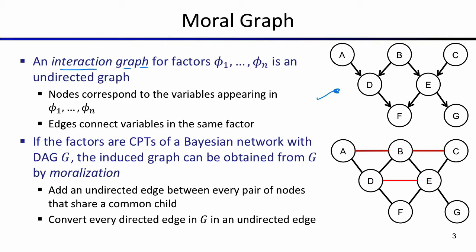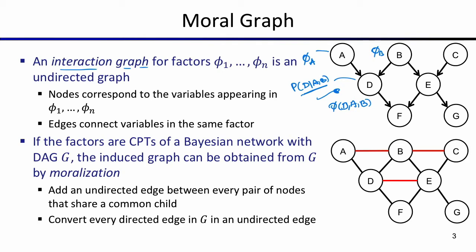So the process of moralization is basically thinking that, for instance, here we have a factor in node A that only mentions the variable A. And here we have another factor for B that only mentions B. But here in D, we have a factor that mentions D, A, and B. Why is that? Because here we have the probability of D given its parents A and B. So this factor will mention these three variables.